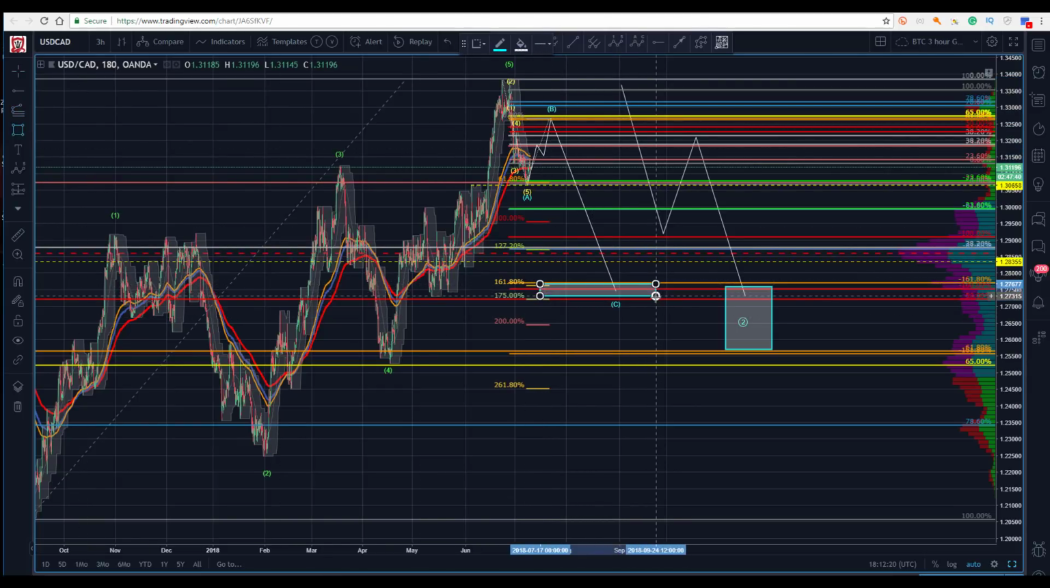Here's our 1618, so that's not unreasonable for the length of the C wave relative to the A wave. That's pretty good. Well, here's the 100. This is the most likely here, 100 and 127.